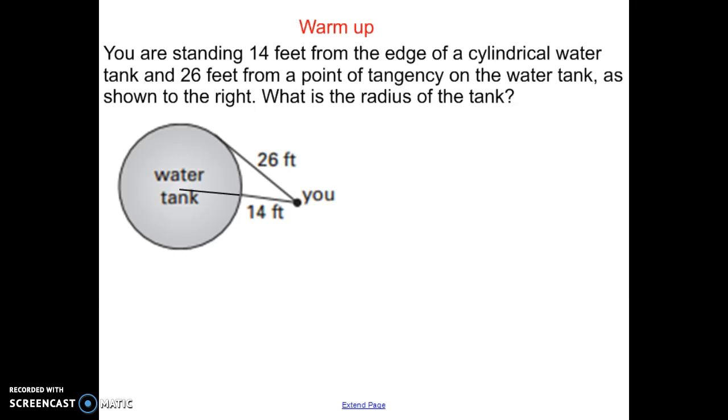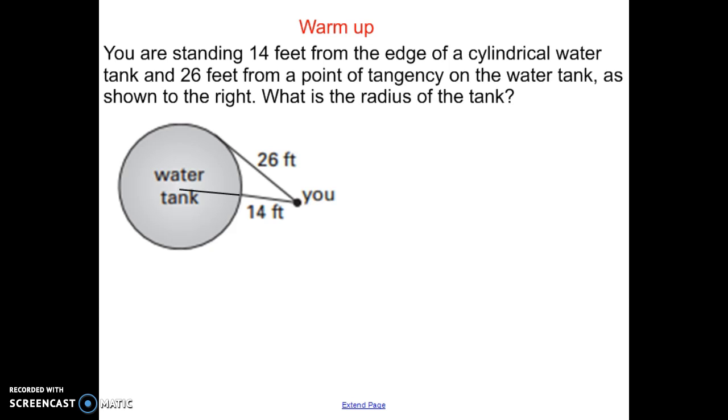First thing we're going to do is talk about a warm-up. This question was one of the questions that was on your test toward the end. It says you're standing 14 feet away from the edge of a cylindrical water tank, 26 feet from a point of tangency on the water tank as shown to the right or underneath. What is the radius of the tank?